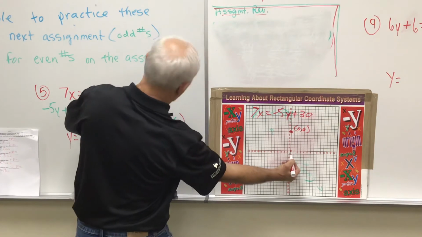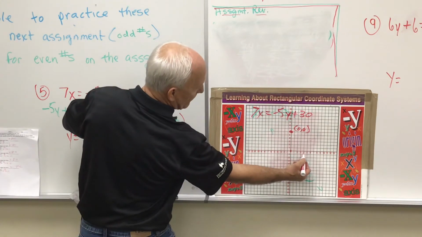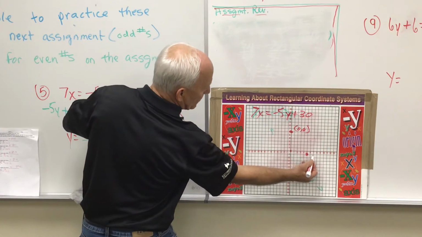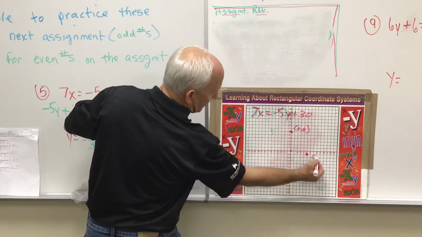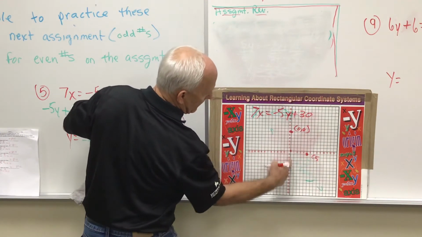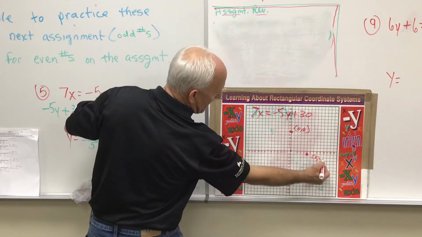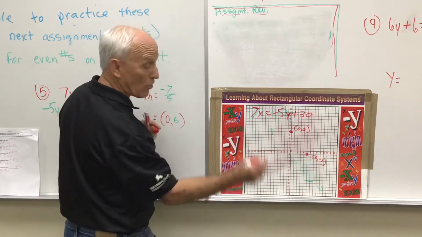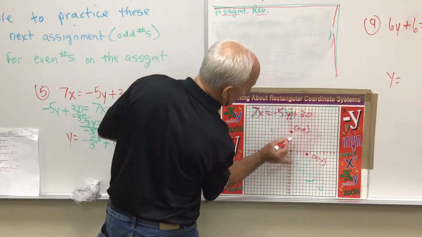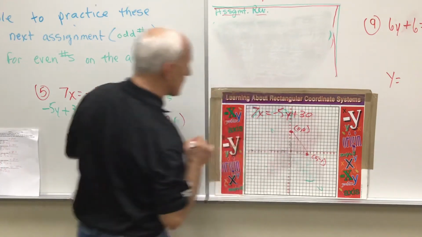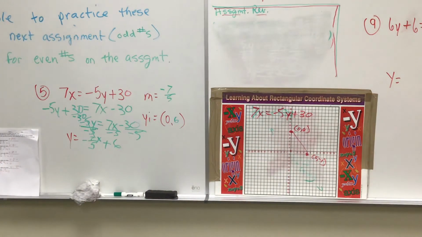Okay, we have to go how many over? 5. 1, 2, 3, 4, 5. Aha. So now we have x is 5 and y is negative what? 1. Now can you draw your line segment for the equation? Yes, you can, right there. And that's how you do it.